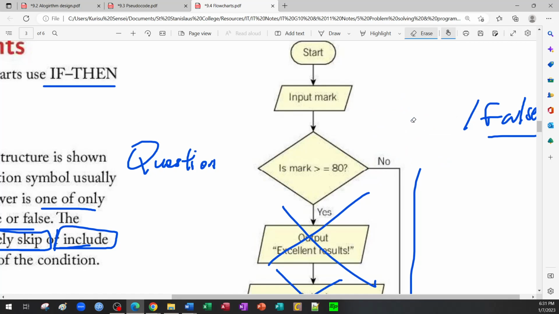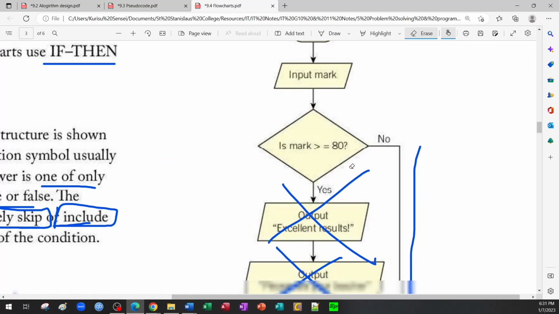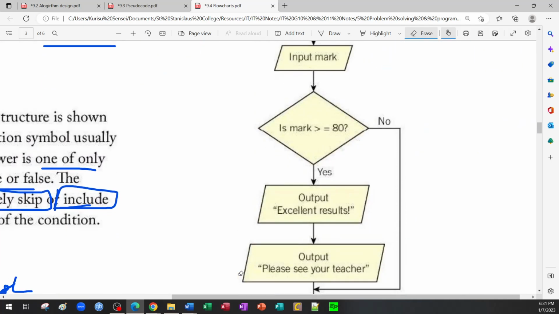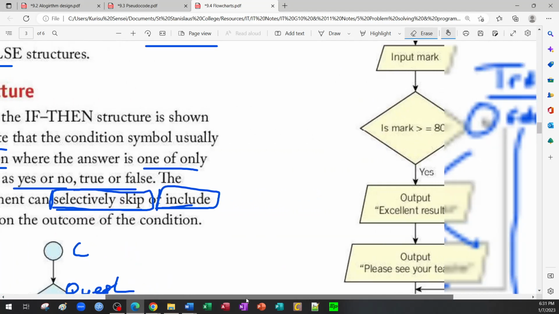Sir, so if you don't initialize your variable, what would be the output? Very good question. I'm glad you brought that up.